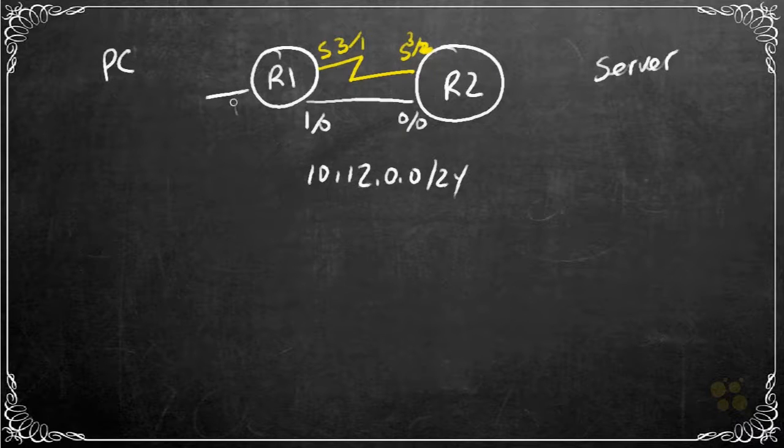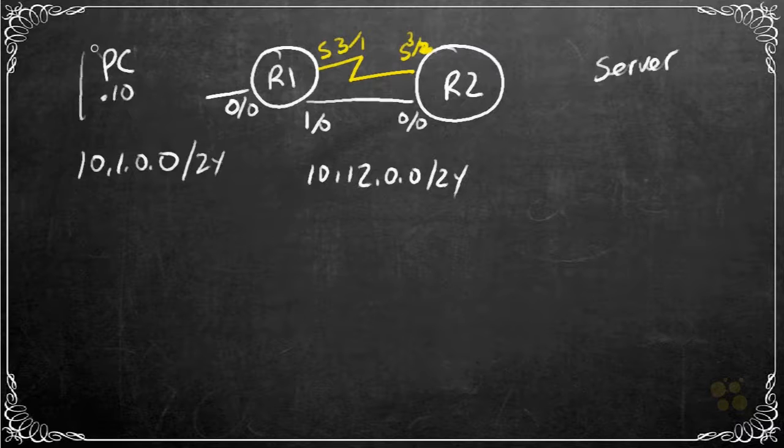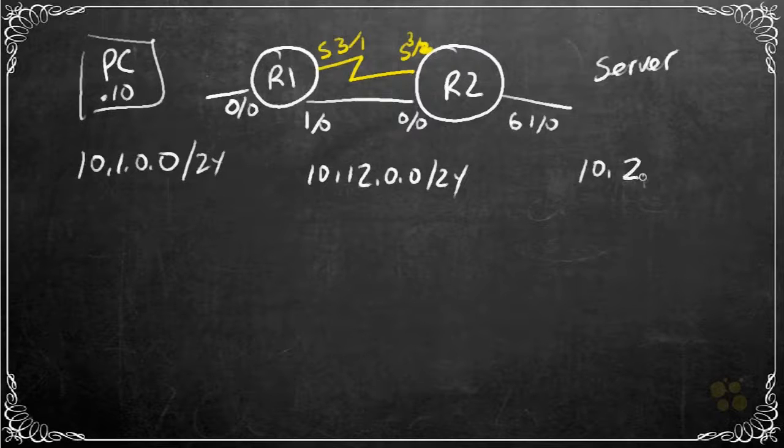And then for over here, we have gig 0/0. And this network over here can be the 10.1 network with a 24-bit mask, and the PC's at .10. Fantastic. And then over here off the right, off gig 1/0, we have the 10.2 network with a 24-bit mask. And our server is at 10.2.0, and we'll put him at 200.